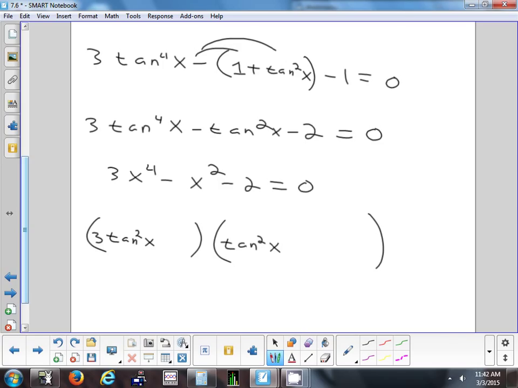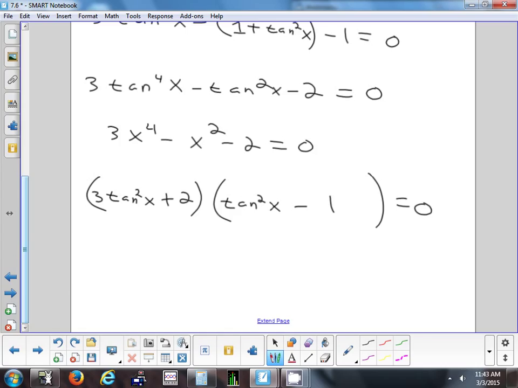Okay, now our signs are going to be one of each. Okay, let's try plus minus. And two numbers that multiply to give me 2, 2 and 1. Let's check it. 3 tangent squared times negative 1, that's negative 3. 2 times tangent squared is positive 2. Negative 3 plus 2 is a negative 1. Okay, so we factored it correctly.